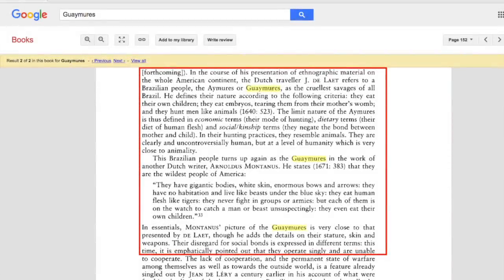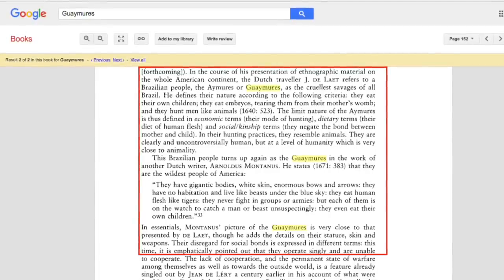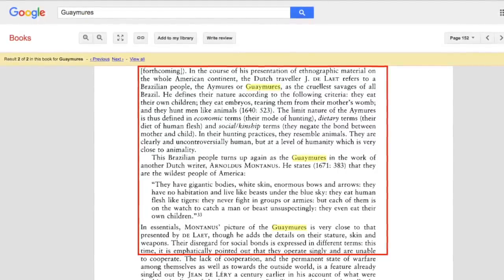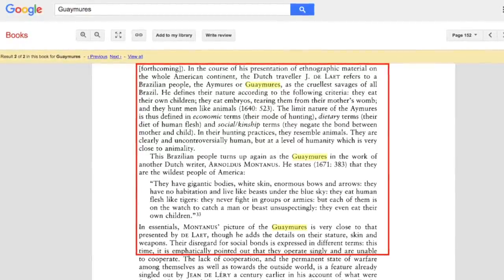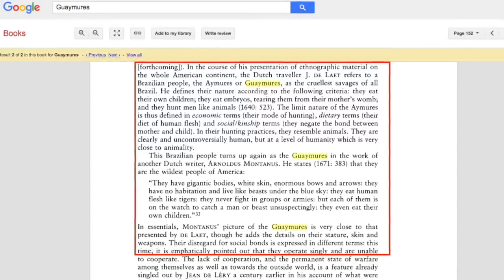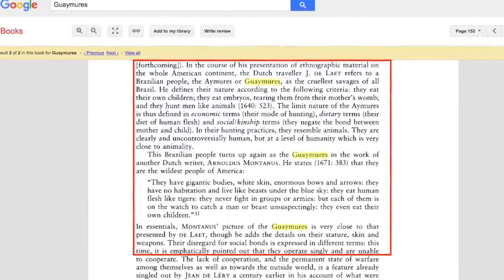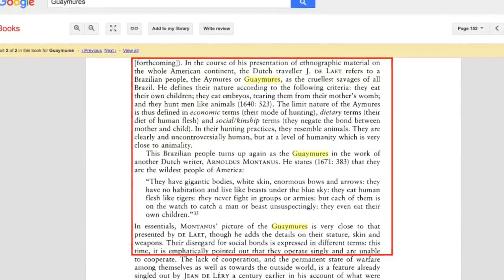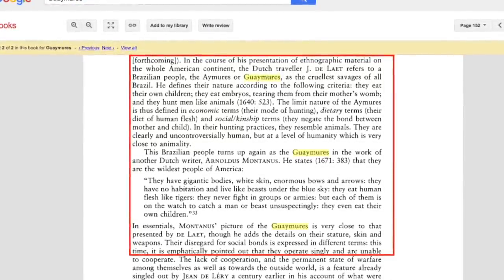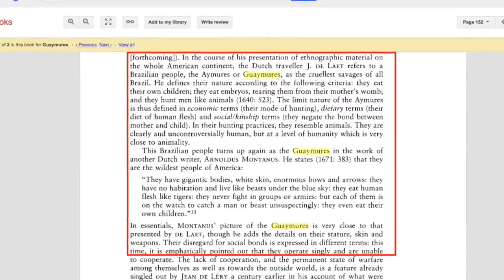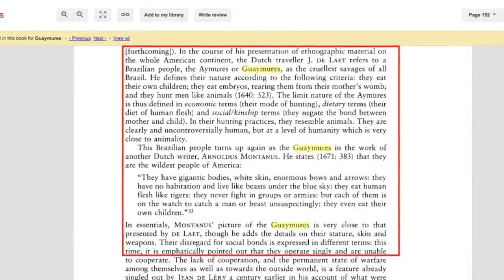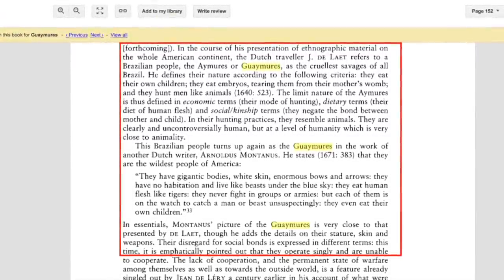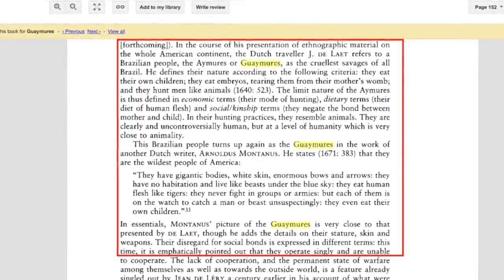This Brazilian people turns up again as Guayamures in the work of another Dutch writer. He states that they are the wildest people of America. He states they have gigantic bodies, white skin, enormous bows and arrows. They have no habitation and live like beasts under the blue sky. They eat human flesh like tigers. They never fight in groups or armies, but each of them is on the watch to catch a man or beast unsuspectingly. They even eat their own child.